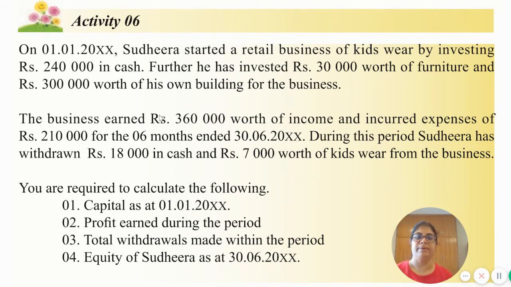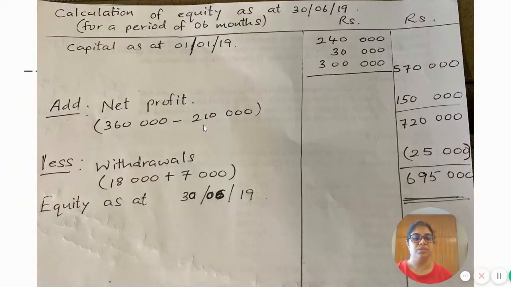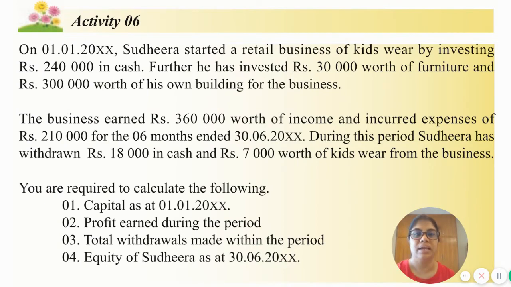So during the accounting period, which is 6 months, ended 30th June 2019, the business has earned 360,000 worth of income and expenses of 210,000. So thereby you can easily calculate the profit earned by Sudhira during the period, because always, as I explained to you earlier, income minus expenses will give you the profit or the loss. So here the income is 360,000, which is higher than the expenses.